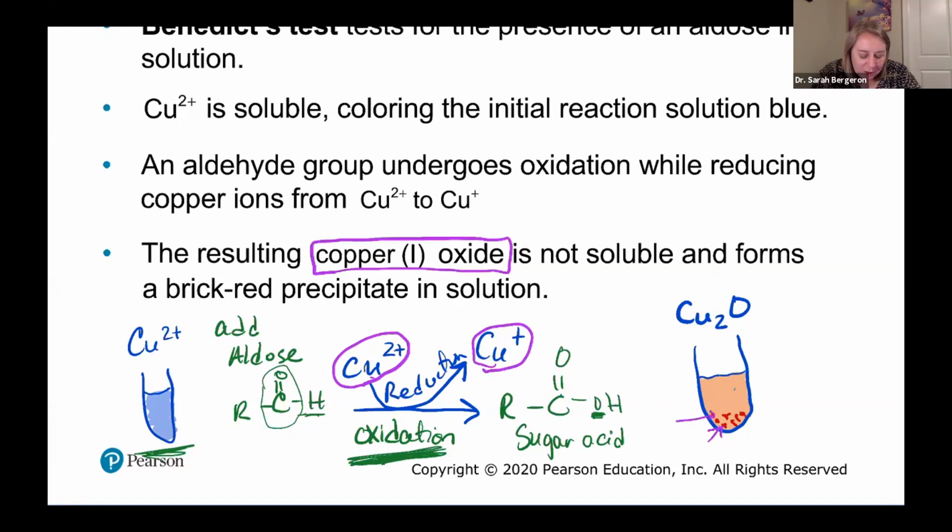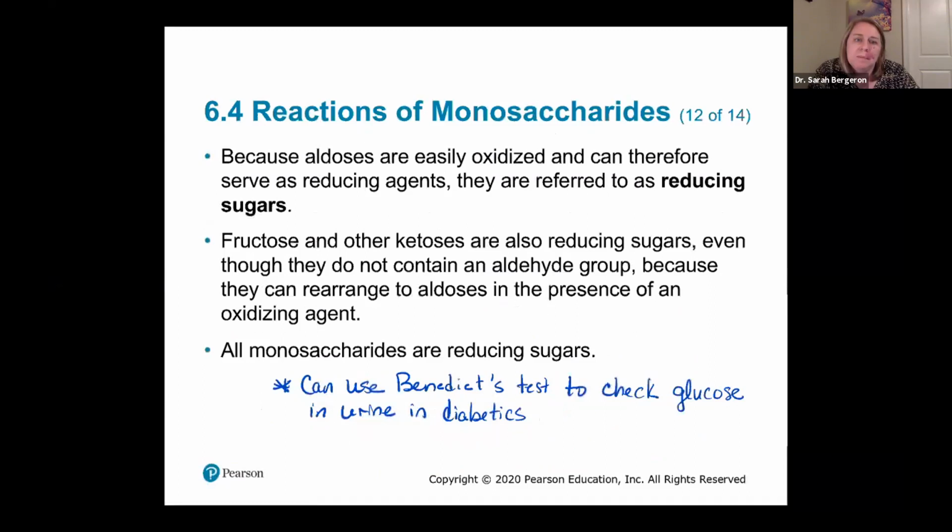And this is actually super, super important because you can use this to check diabetics. Because if diabetics have high blood sugar levels, usually they have high sugar levels in their urine as well. And so you can do a really quick Benedict's test on urine and determine, just kind of a relative number. It doesn't give you an absolute number, but you can tell if it's high or low in a diabetic. So it's a pretty nifty little trick.